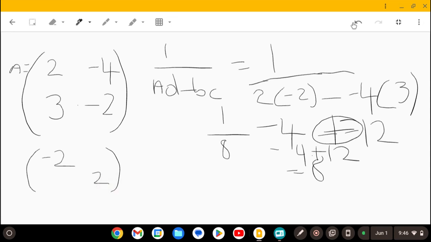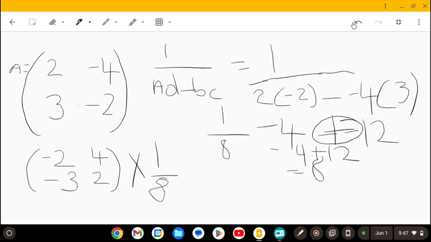And then we need to change the sign of B and C. B was -4, so B is going to be +4, C is +3, so C would be -3. So after finding our determinant, we find our adjoint, which we just did, and it becomes -2, 4, -3, and 2. And now we need to find our inverse. Our inverse is simply our adjoint times the determinant. It's going to be this adjoint here times our determinant, which is 1 over 8.